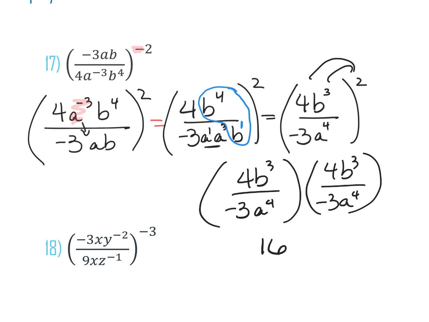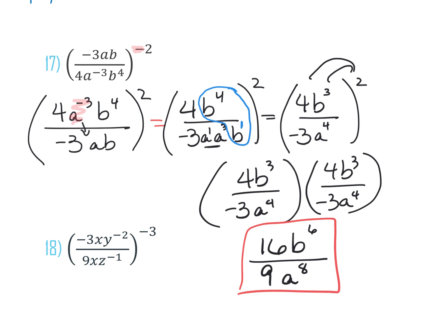And then b to the third times b to the third, we add the powers. -3 times -3 is positive 9. And then a to the fourth times a to the fourth is a to the eighth. Remember, you add those exponents. So this would be the final answer for number 17.